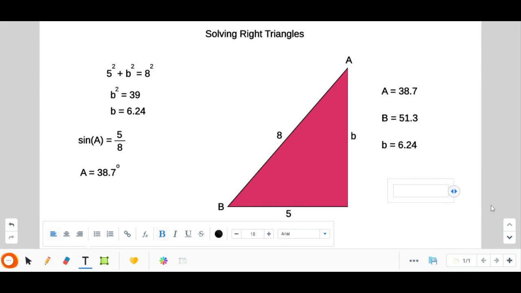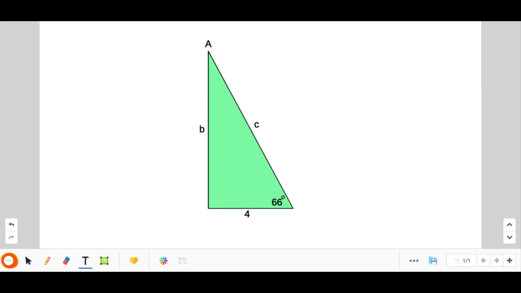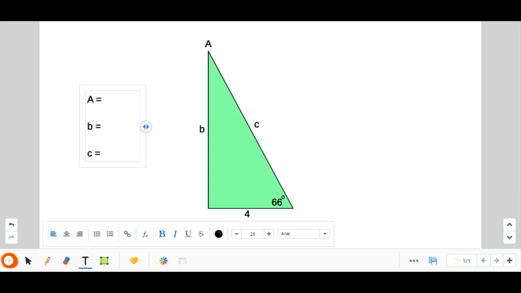Let's look at another example. Over here we have another right triangle, and over here one of the angles is given, 66 degrees. One of the sides is given, which is 4. We still want to know angle A, side B, and side C. So these are the three things we need to solve for.